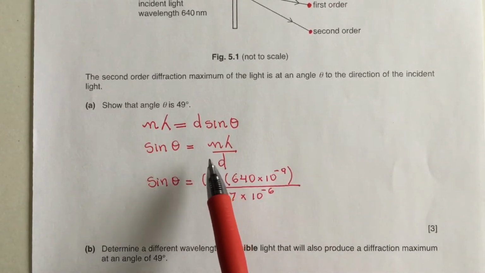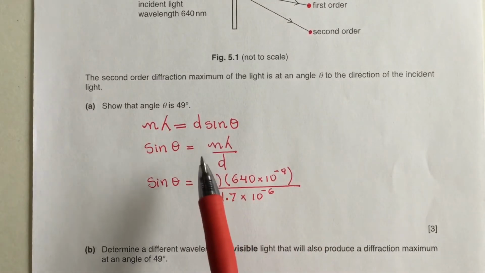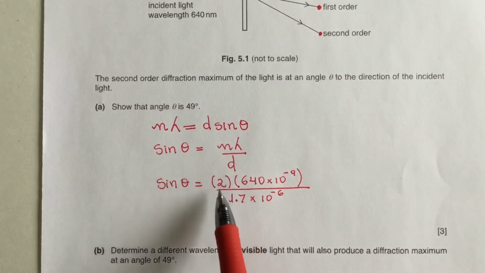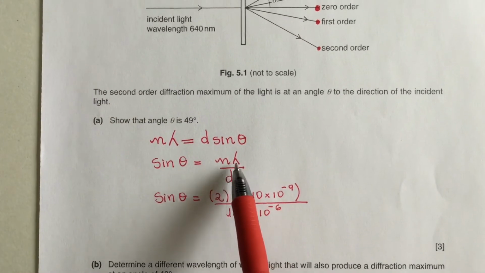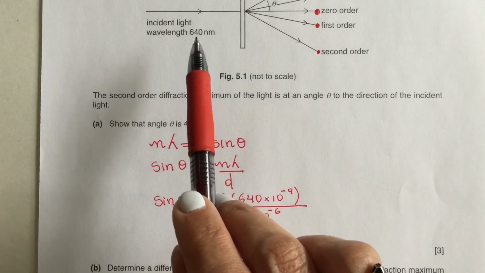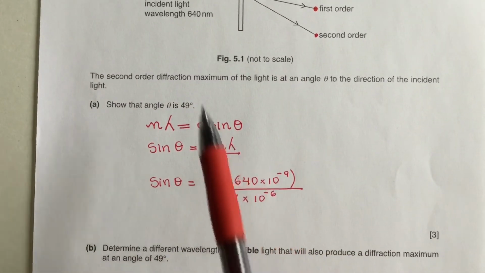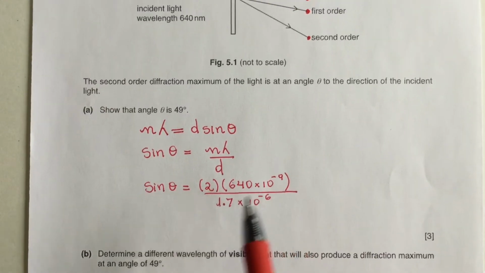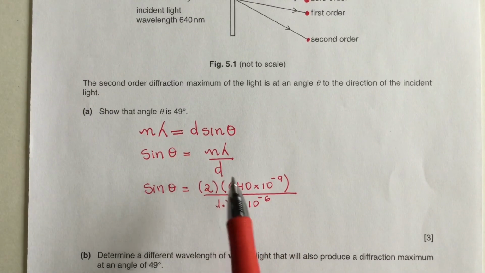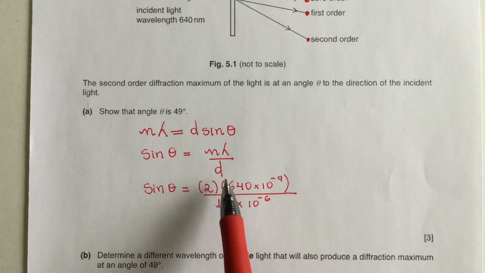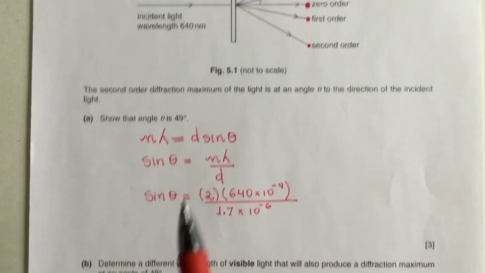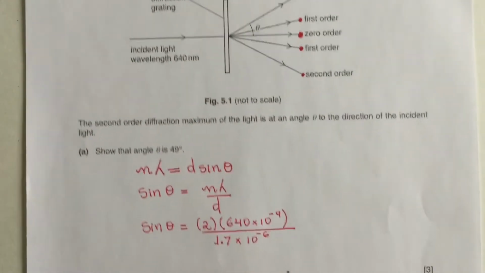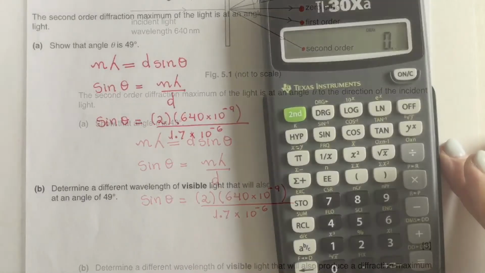So n, the problem states that it is the second order diffraction. So n is 2. The wavelength was provided, 640 nano. So nano, we are going to use the multiplier 10 to the minus 9, over d, the line spacing that was provided, which is 1.7 times 10 to the minus 6, right here.